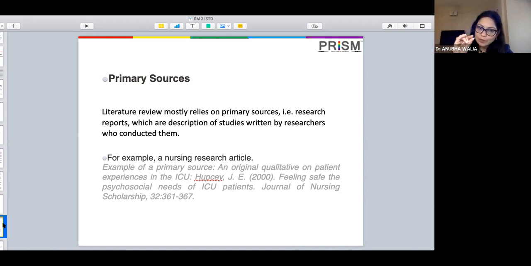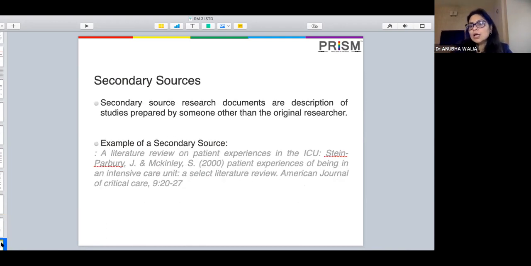So I've given you an example of a primary resource, an original qualitative study on patient experience in the ICU, feeling safe and the psychosocial needs of the ICU patient, which was published in the Journal of Nursing Scholarship. In the same way, secondary source research documents are descriptions of studies prepared by someone other than the original researcher. So they are written by people other than the individuals who conducted the research.